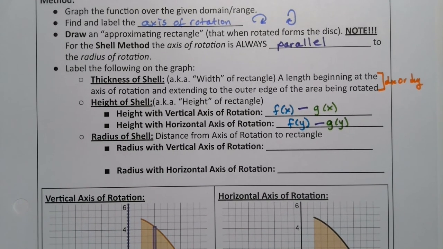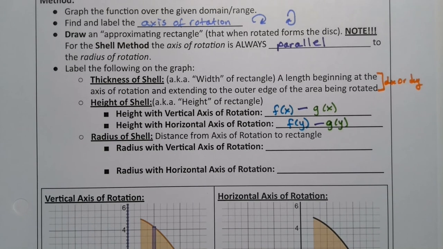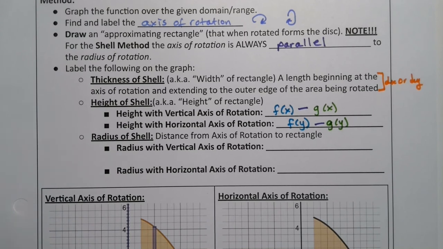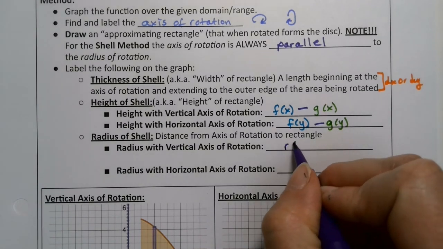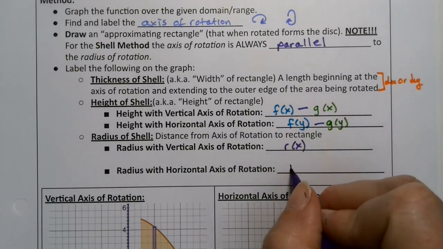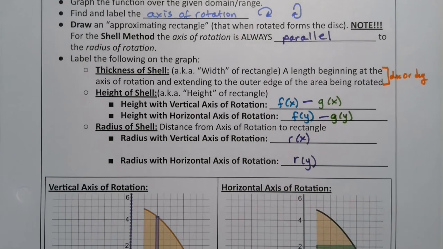And if it's a vertical axis of rotation, the radius is r of x, or r of y for a horizontal axis. Now let me show you what I mean down here on the picture.